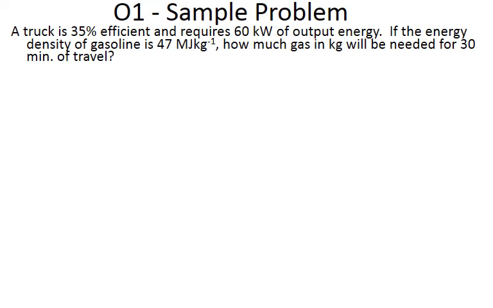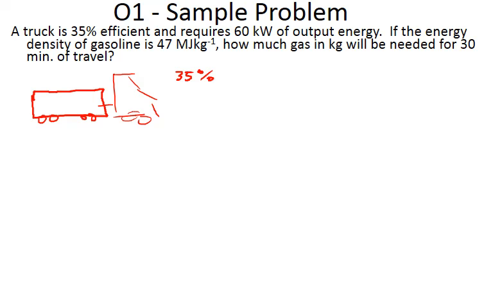So let's try this one here. We have a truck that's 35% efficient, requires 60 kilowatts of output energy to function. If the specific energy of gasoline is 47 megajoules per kilogram, how much gas in kilograms will be needed for 30 minutes of travel? So yeah, go ahead and pause the clip and give this a try. When you're ready to check, you can hit play to continue.